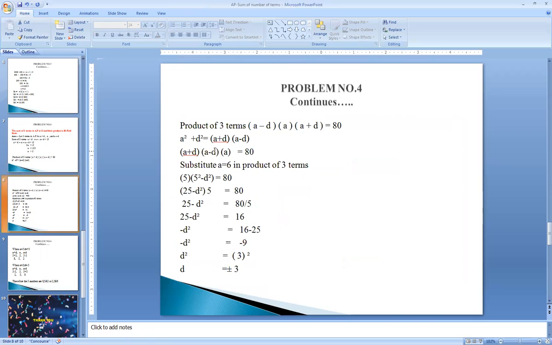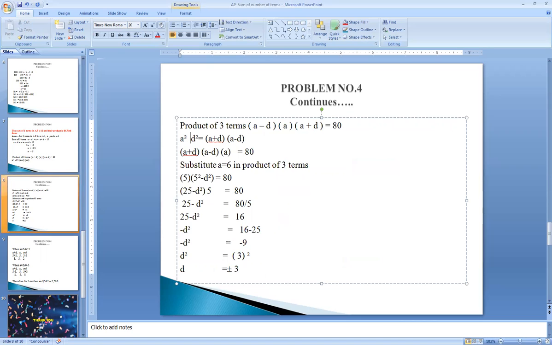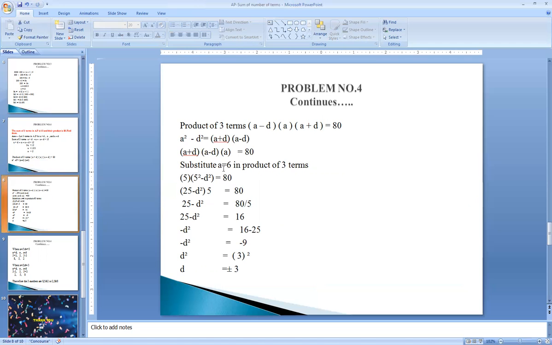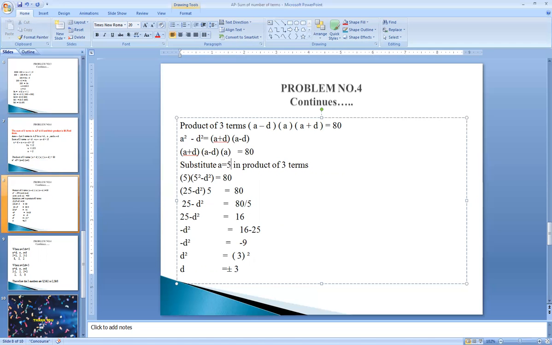We are going to substitute the value in the product of three terms, (a minus b) into a into (a plus b) equals 80. So a square minus b square is nothing but (a plus b) into (a minus b). Instead of writing a plus b and a minus b, straight away we are writing it in the form of a square minus b square. So here we are substituting the value of a, that is 5, in the product of three terms.